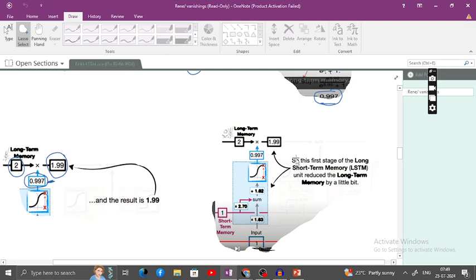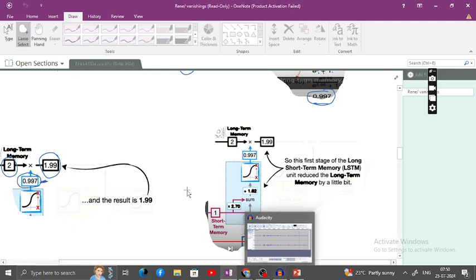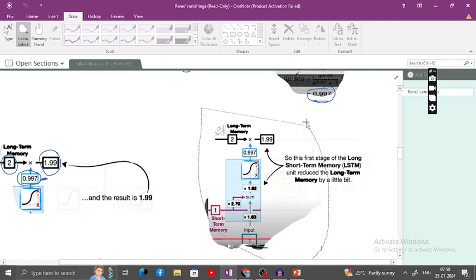So this is the first stage of LSTM. What happens in the first stage of LSTM? We are going to reduce the long term memory by a little bit. Because of what happened so many years back, you need not consider everything. Only a few things, if you consider, that is fine, but you have to consider what is important. How much you need to forget is what is important. So this is why it is called a forget gate.